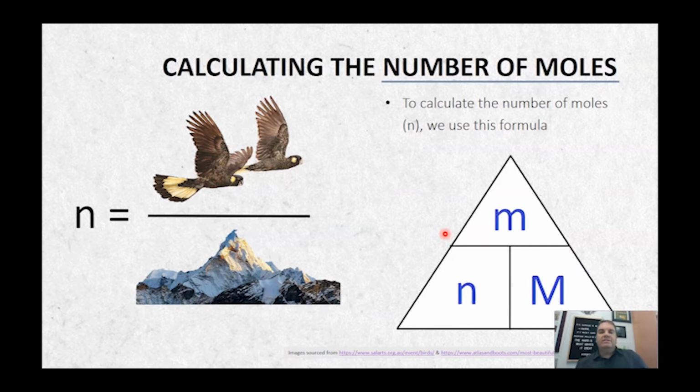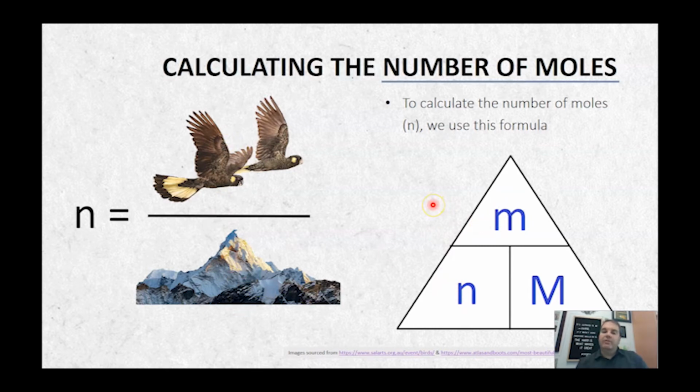Then we use this first stoichiometry calculation. Stoichiometry is the term we give to calculations in chemistry involving mass or volume or concentration. And so I help my students remember this by saying that number of moles, n, is birds flying over mountains.